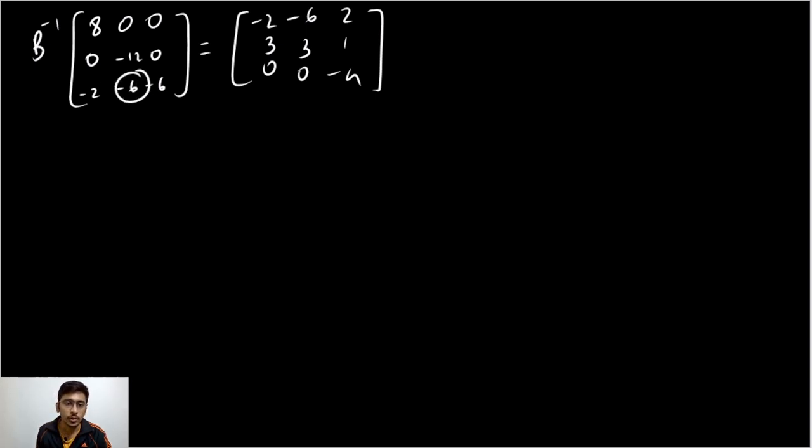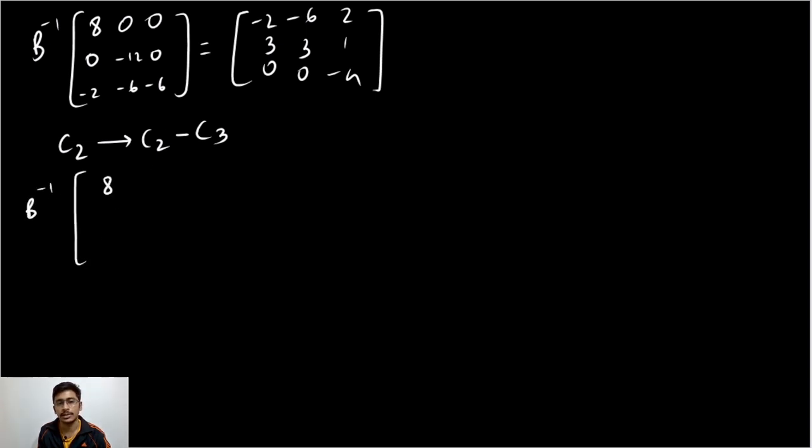We also want a 0 over here. So let's bring this 0 because it's easier. So I'll write C2 becomes C2 minus C3. So what I'll get is B inverse into, I'll get 8 0 minus 2 0 minus 12 as it is, but we'll get one more 0 over here, then 0 0 and minus 6 over here.